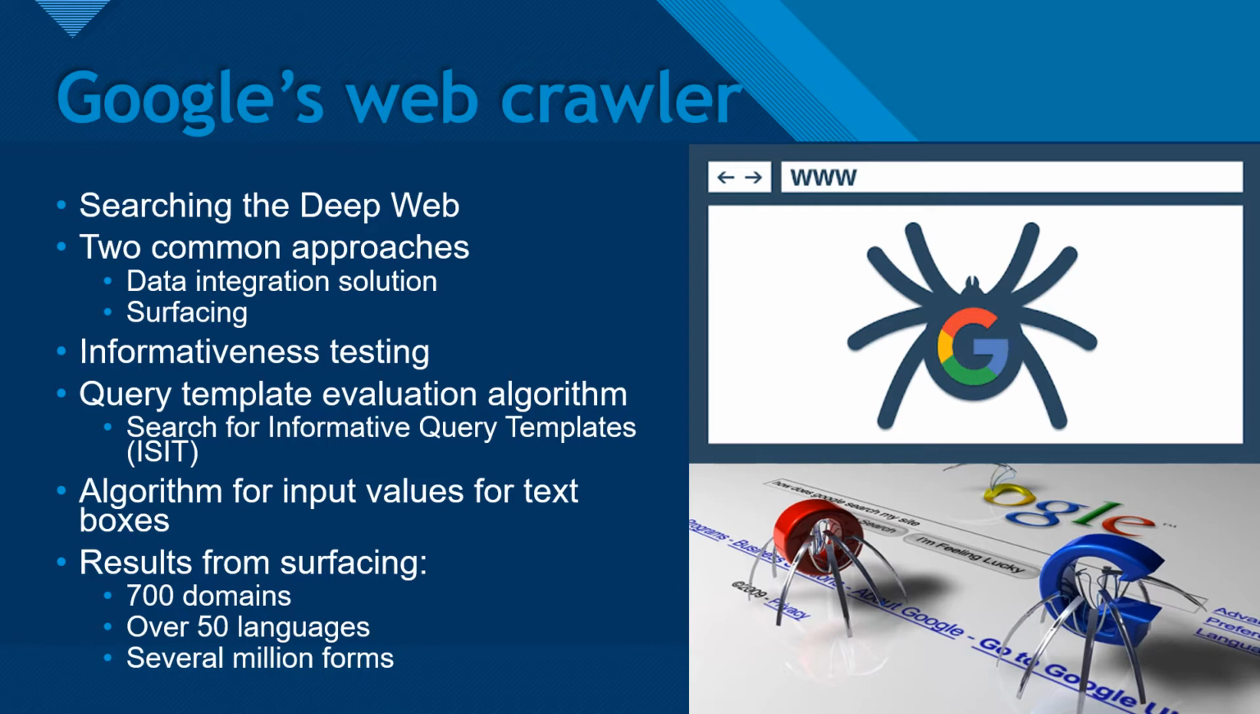In a paper titled Google's Web Crawler, the authors found that content on the deep web can be accessed through form submissions with valid input values. The paper also discusses how the deep web can be accessed and how the deep web can be more easily searched. The two common approaches to accessing deep web content are a data integration solution and surfacing. Data integration solution is the creation of vertical search engines for specific domains, such as books, real estate, or cars.